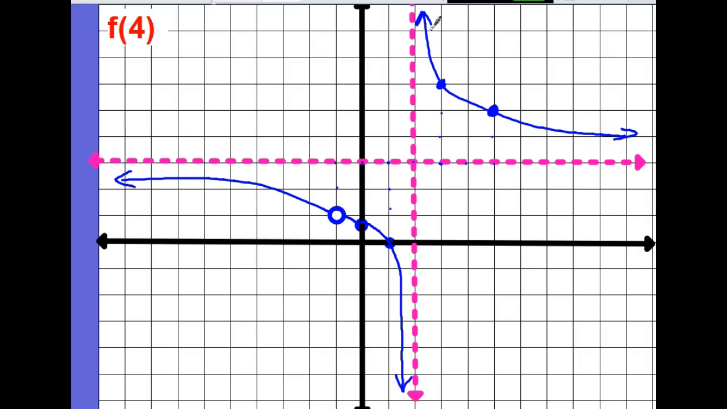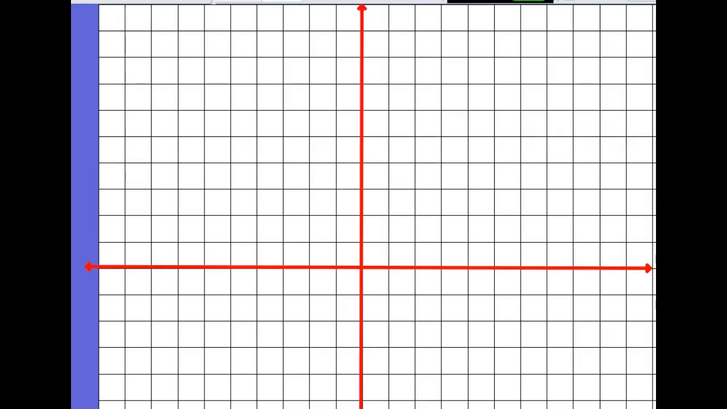This is example 3 in your notes. I believe I may have said the wrong number. Example number 4 in your notes has a hole at 1, 2, 3, 4, 5, 6, 7. Holes are indicated by an open circle. And so it doesn't have any asymptotes. It has an x-intercept. It has a y-intercept at 1, 2, 3, 4.